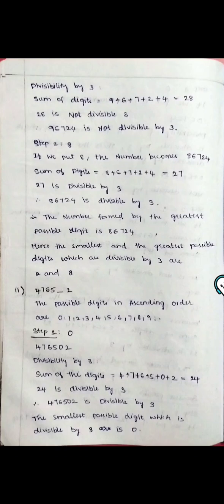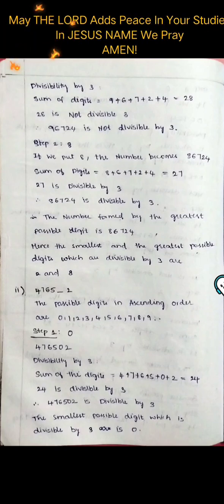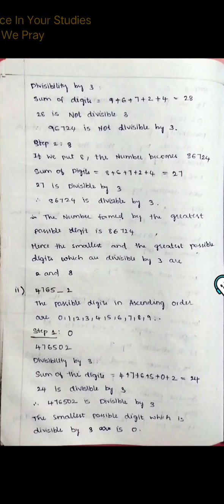We can say that 8627724 is the greatest, it is divisible by 3. So the smallest possible digit is 2 and the greatest is 8. Similarly for the next bit, here the blank space is in another place. So the possible digits, we'll check in ascending order: 0, 1, 2, 3, 4, 5, 6, 7, 8 or 9. Those are the possible digits.